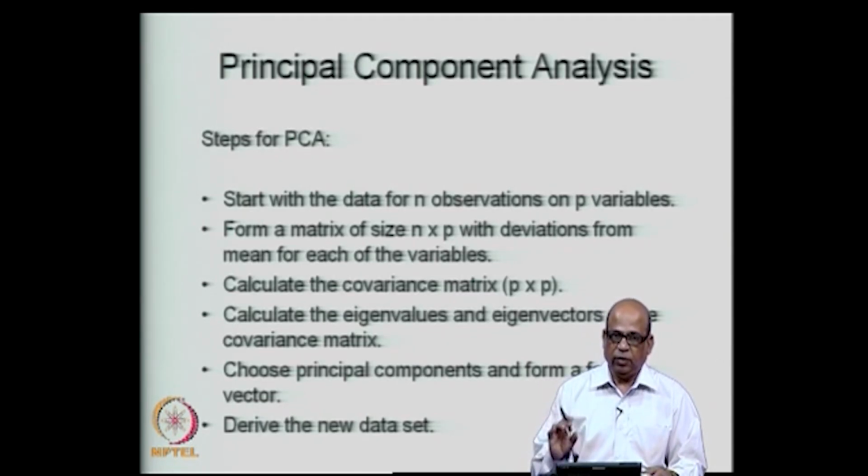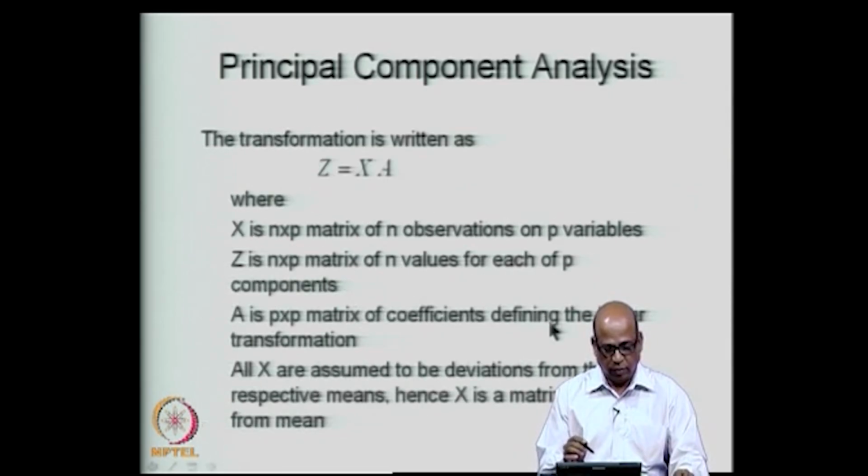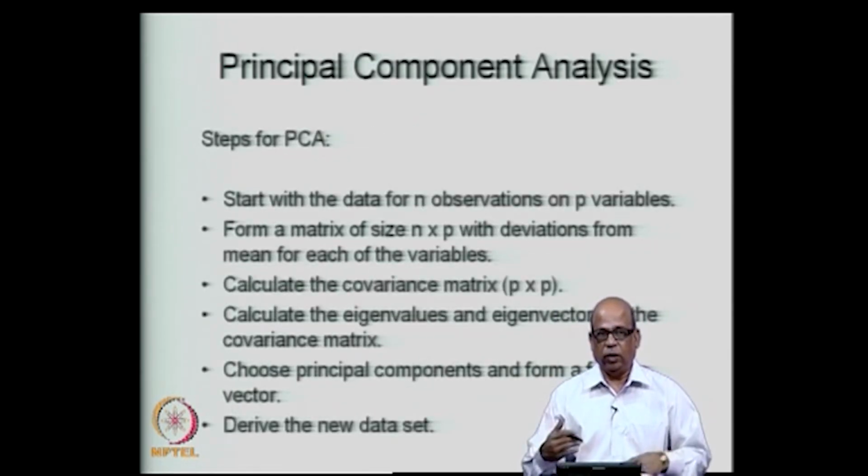From these p eigenvectors, we can choose some eigenvectors for further analysis using regression, depending on how important they are in terms of the information content on the dependent variable. We will come to that slightly later, but from these eigenvectors we pick up some which we call principal components, and use this expression Z is equal to X into A to obtain the transformed data set. So, this is what we do. I will just quickly go through it.